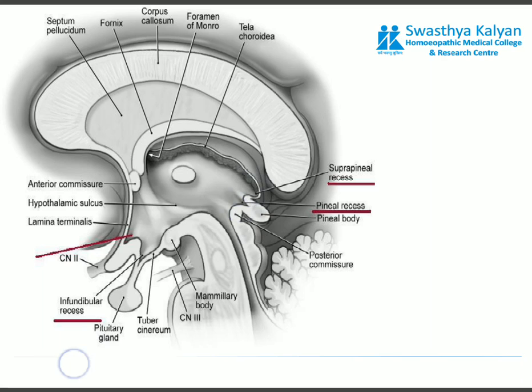This is the infundibulum of the pituitary gland, and the recess above is the infundibular recess. This recess here above the optic chiasma is the optic recess. And the vulva would be somewhere here between the diverging columns of the fornix. So the five recesses of this cavity, the third ventricle, are the suprapineal, pineal, infundibular, optic, and the vulva.